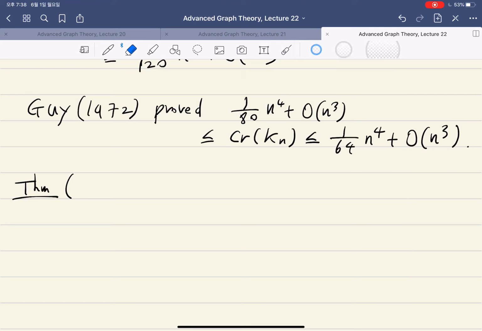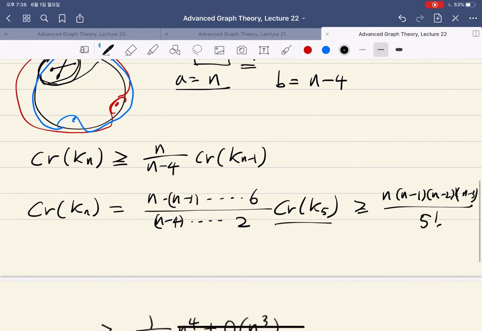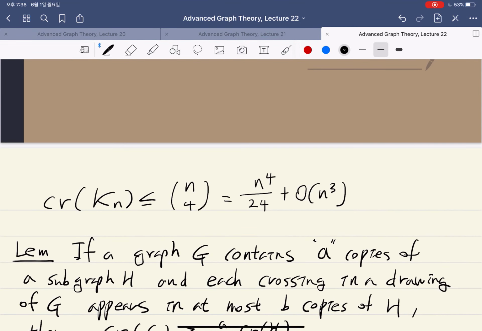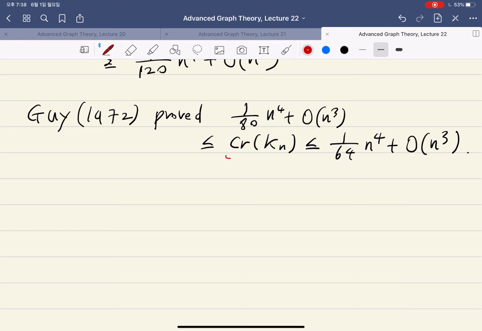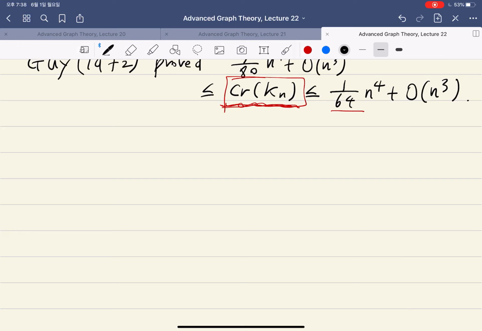So now this kind of shows the crossing number of the complete graph is order n to the 4. And the exact asymptotic of this for K_n is not known. So these upper bound and lower bound are pretty much best possible. And for other general graphs, which are not K_n, can we find a general lower bound?